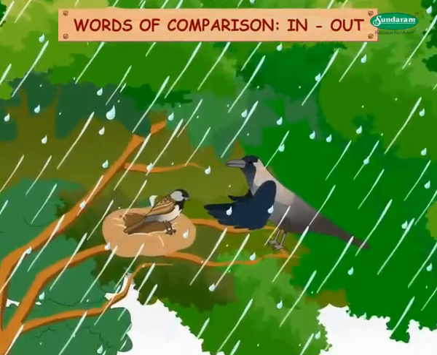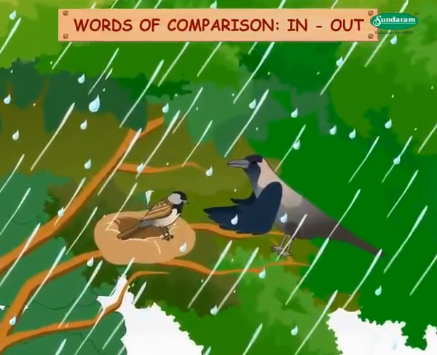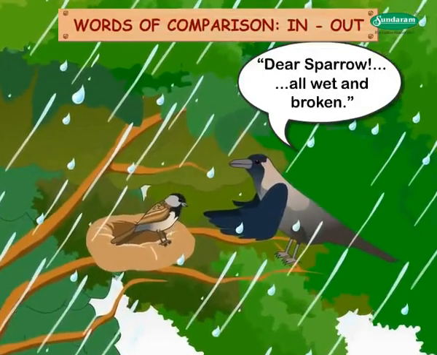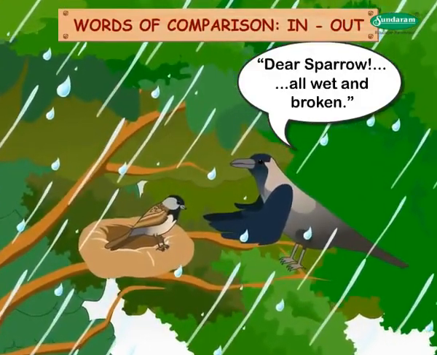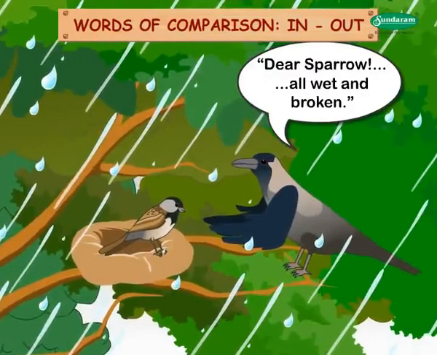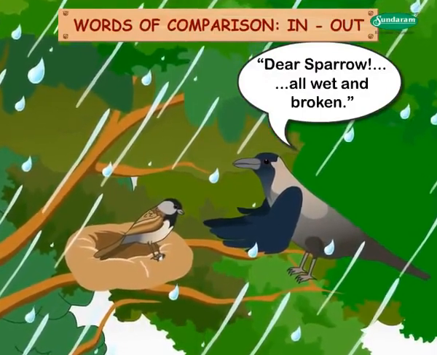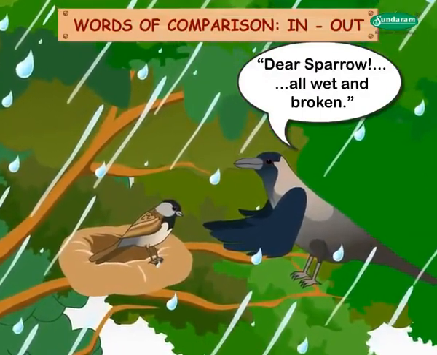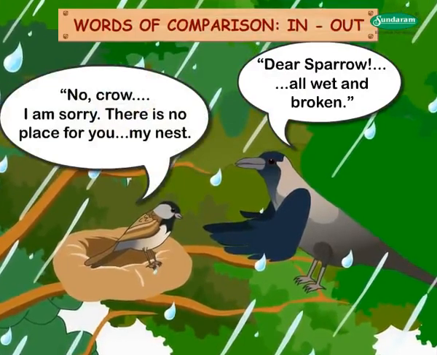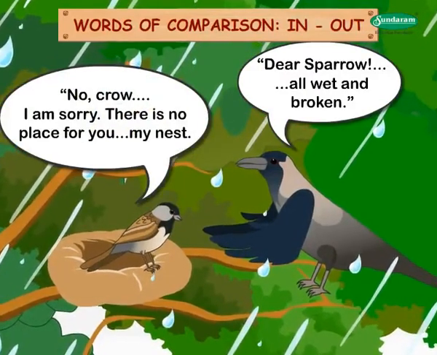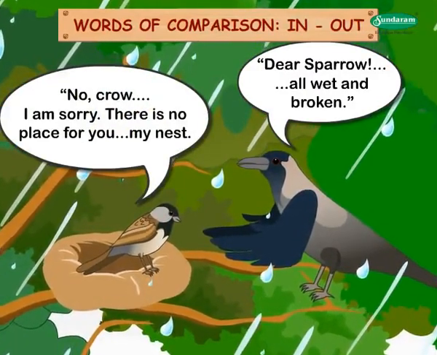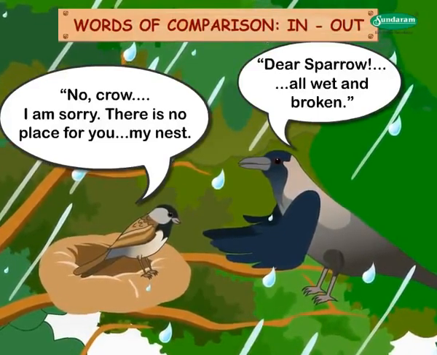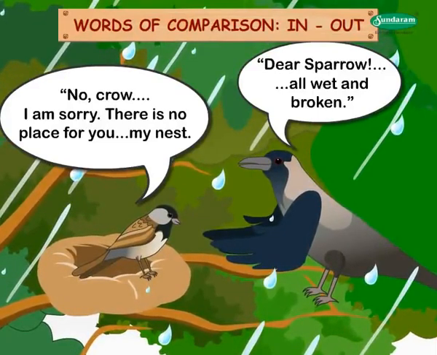The crow went to the sparrow and requested it, "Dear sparrow, can I come in your nest till the rain stops? My nest is all wet and broken." "No, crow, I am sorry. There is no place for you in my nest." The poor crow had to stay out in the rains.